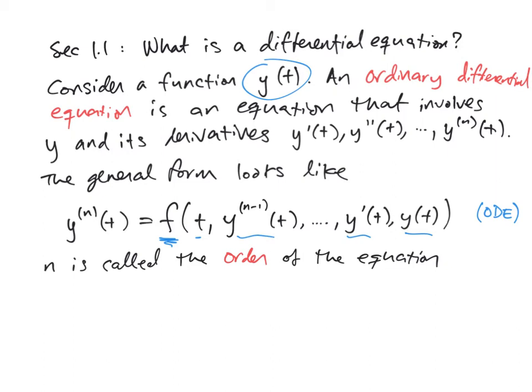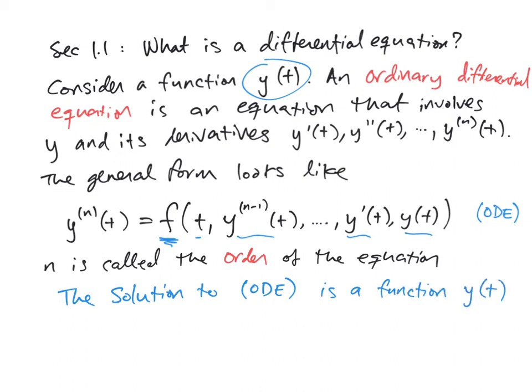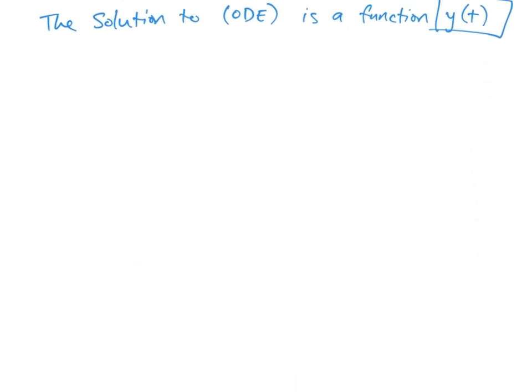And so the key thing here is that the solution to our ODE, the solution to this equation, is a function itself. It's a function y of t. That's what we're after. So we're not trying to solve this equation and get the answer, 7. Our solution is going to look like y of t equals blah, blah, blah, blah. So let's do an example.